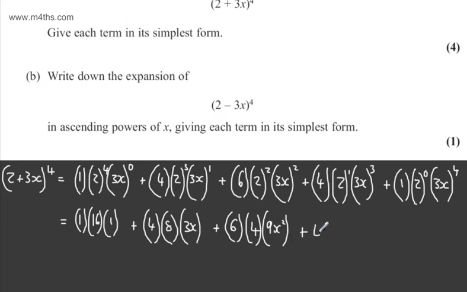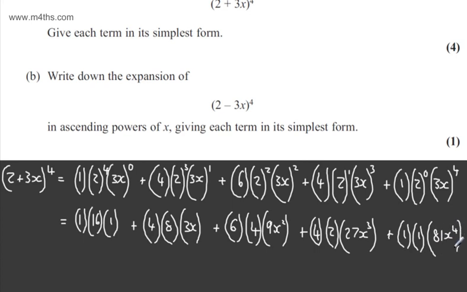Then we'll have plus 4 multiplied by 2 multiplied by 3x, which we need to cube, and that will give me 27x cubed. Finally, we'll have 1 multiplied by 2 to the 0, which is 1, multiplied by 3x to the power of 4, which is 81x to the fourth.